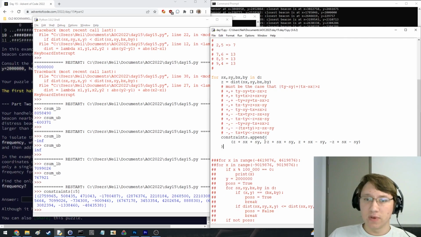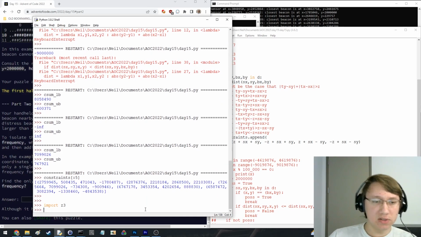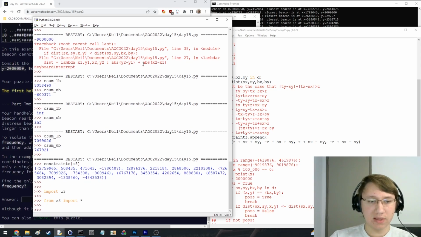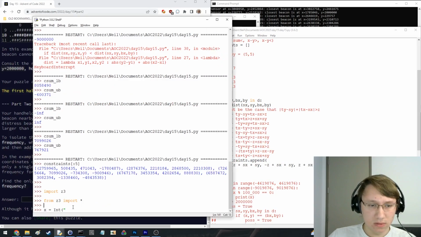Do I have Z3 installed? I think I do. Can I just constraint solve this? Sure. I think this will work. Is X being used? No.